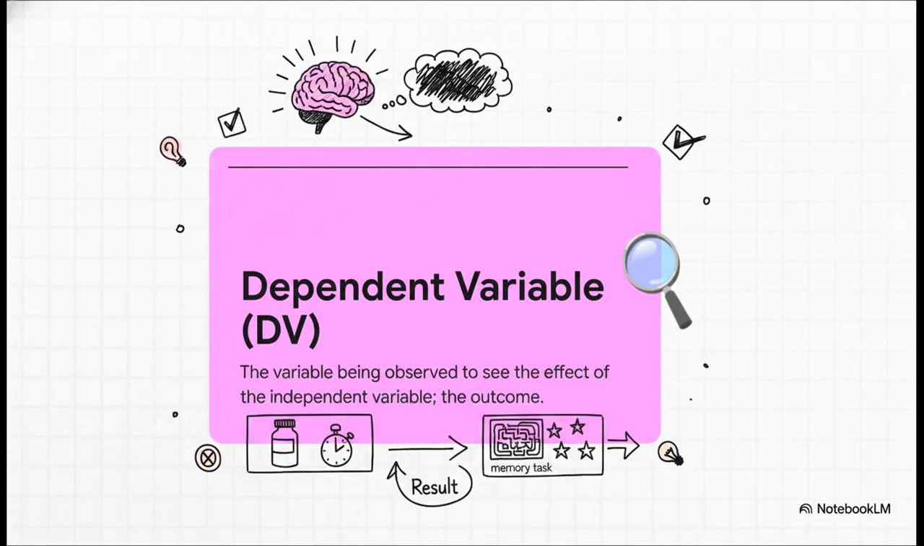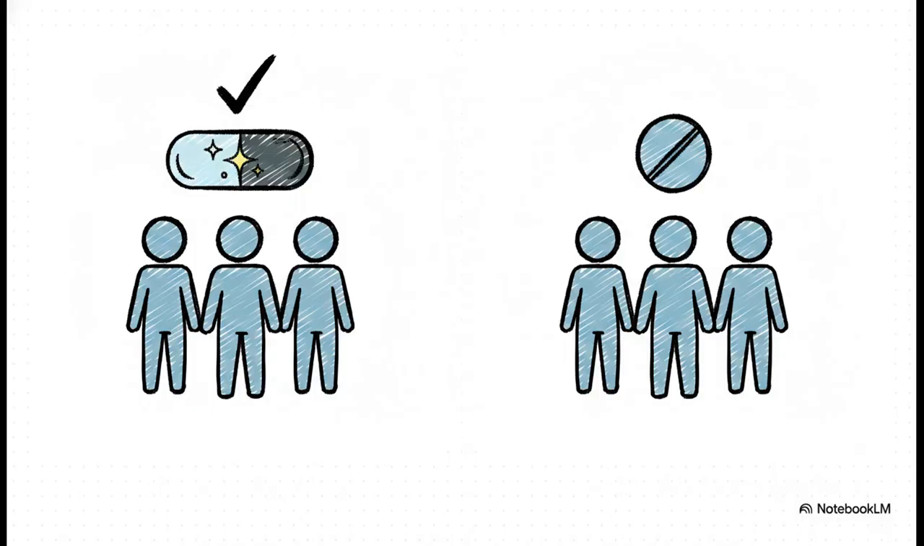And that is immediately followed by the dependent variable, which is quite simply your outcome. It's what you are actually measuring at the end of the day. So, continuing with that memory drug example, the dependent variable would be the subject's performance on a memory task after taking the drug. The independent variable is manipulated, and the dependent variable is observed to see what happened as a result. Cause and effect.